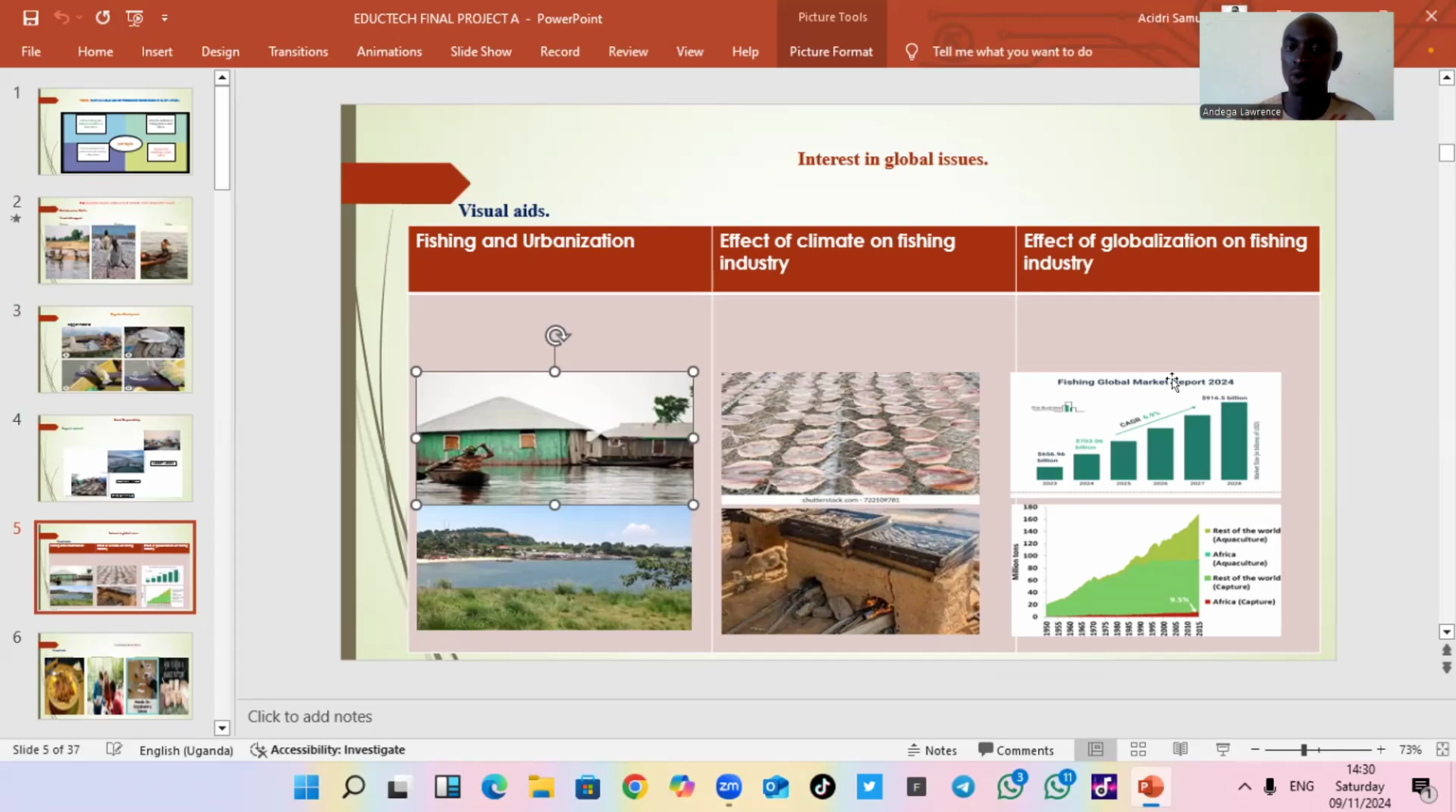And then the effect of globalization on the fishing industry. Here we can use graphs. How is fishing carried out? Is it increasing? The methods that are used, are they appropriate? And then how is the market? And how can we relate that into graphs? So we can use bar graphs. We can also use line graphs. So all of them are showcasing global issues happening. So I can use that to help my learners.